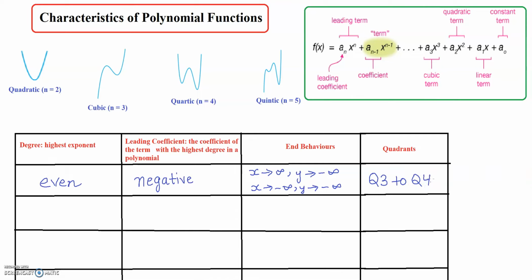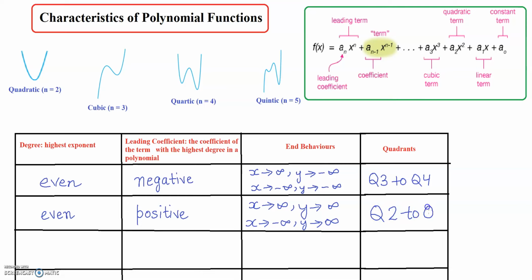Now let's just look at when the degree is even and leading coefficient is positive. End behaviors will be when x approaches infinity, y will approach infinity as well. If x approaches negative infinity, y approaches infinity as well. Therefore, the function extends from quadrant 2 to quadrant 1.